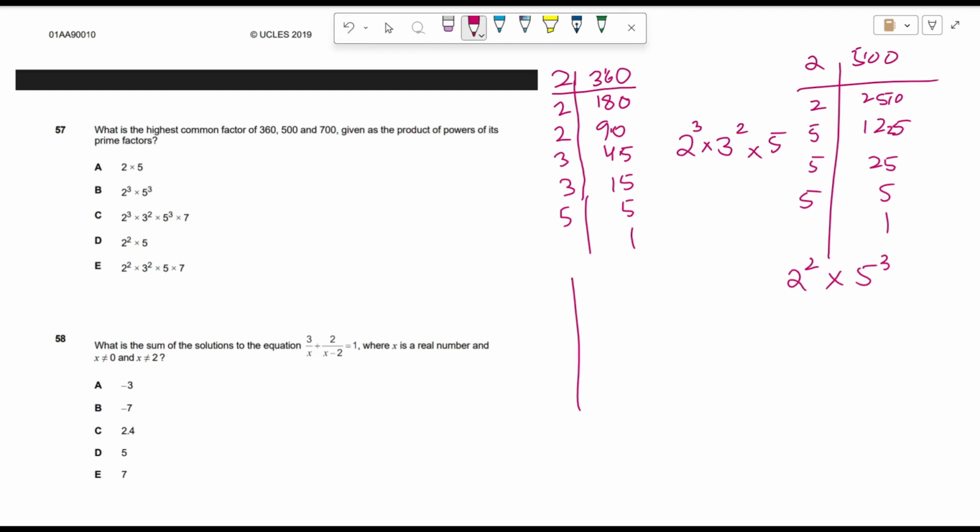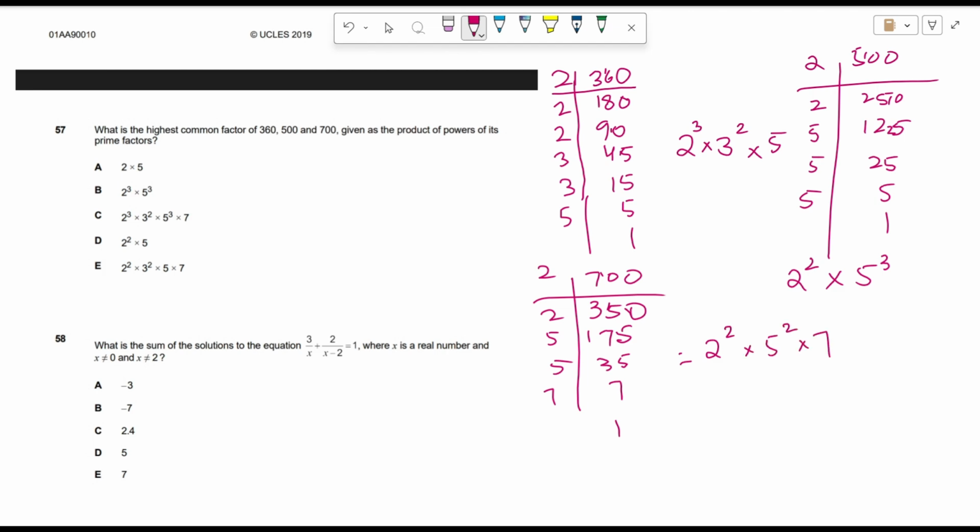So let's find for 700 here. Initially with 2, so 2 3s are 6, 5s are 10. 2 1s are 2, 7s are 14, 5s are 10, right? Now we can't divide it by the 3 table, right? So let's divide it by the 5 table. 5 3s are 15, 5s are 25. 5 7s are 35, and 7 1s are 7. So its factors are 2 power 2 into 5 power 2 into 7.